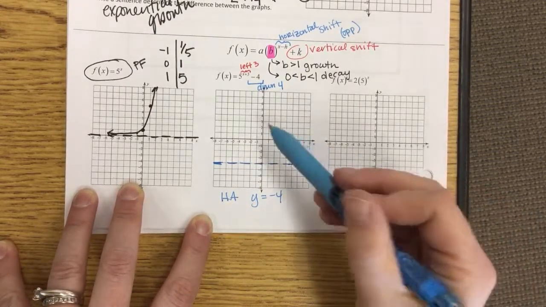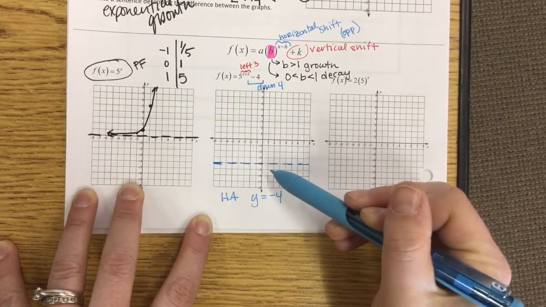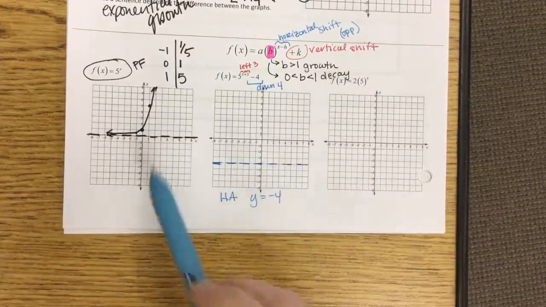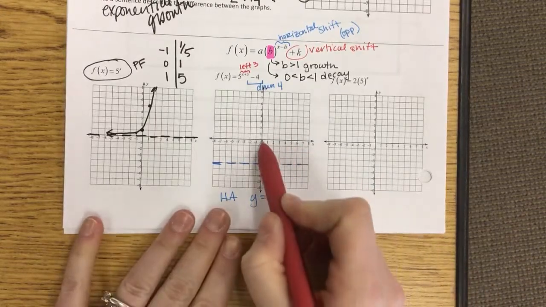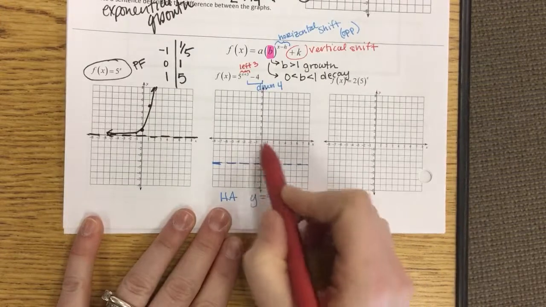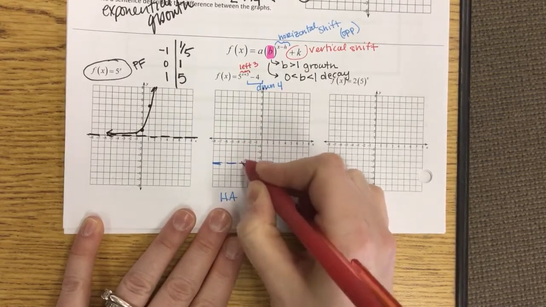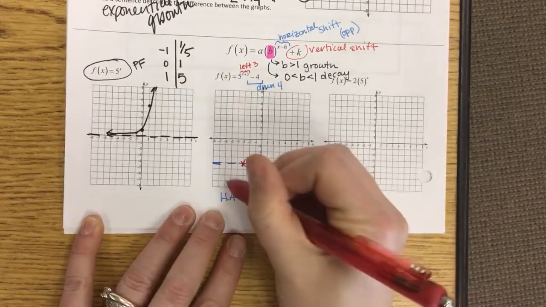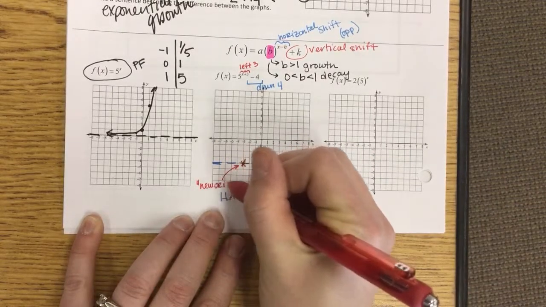So your vertical shift will always be associated with that horizontal asymptote. But this also tells me that I'm going to shift left 3. So what I like to do is I like to start at 0, 0. I'll still graph my horizontal asymptote first, but it tells me I'm going left 3 and down 4. So I put an X there. And I use that X to represent where my new origin is.